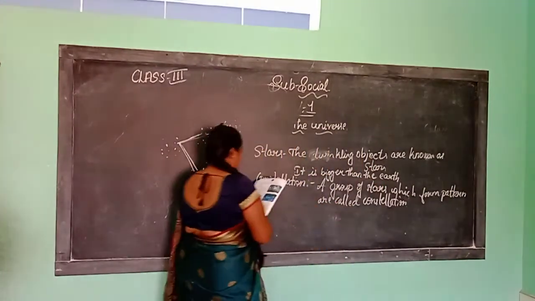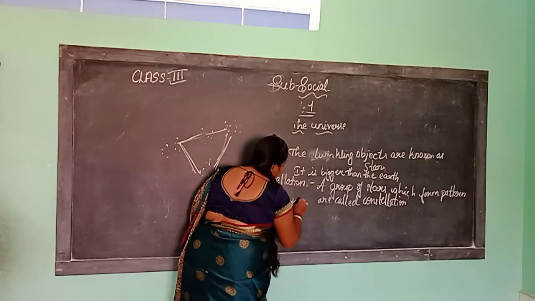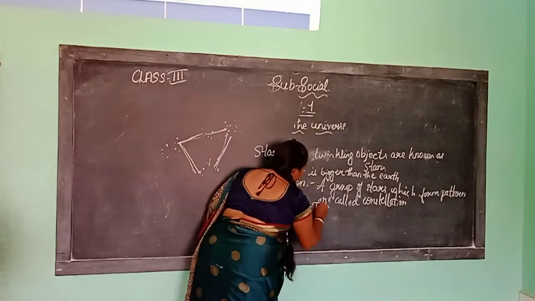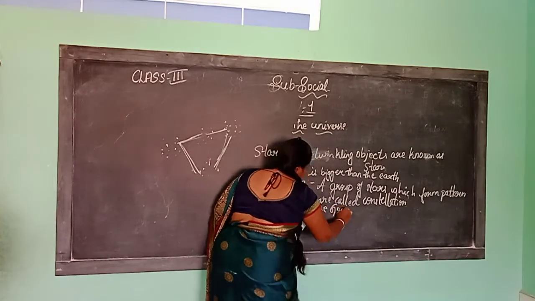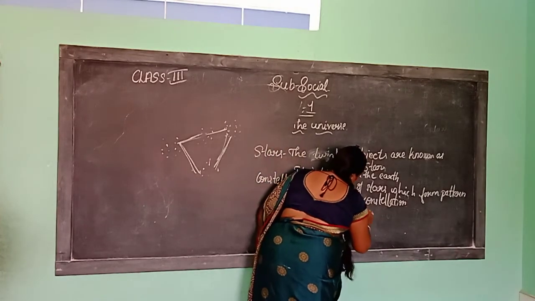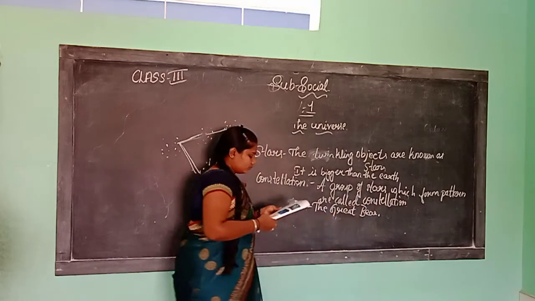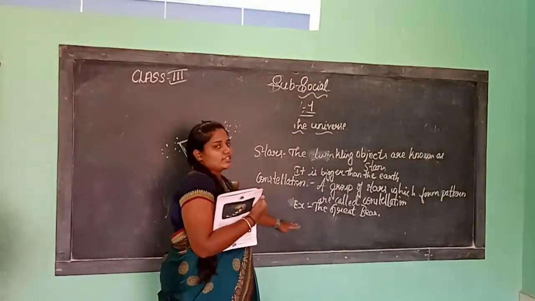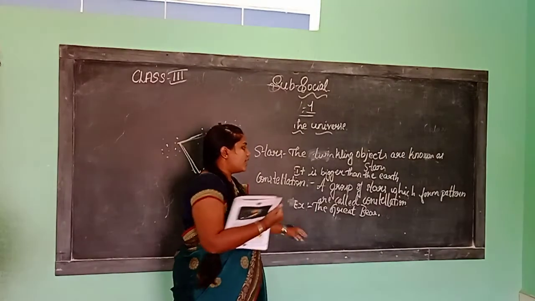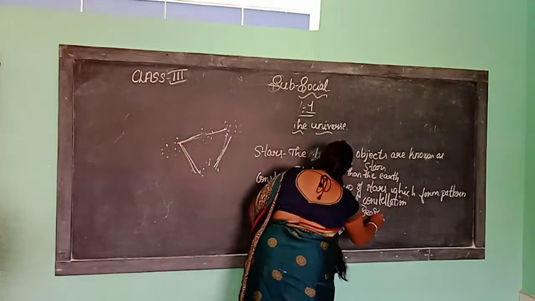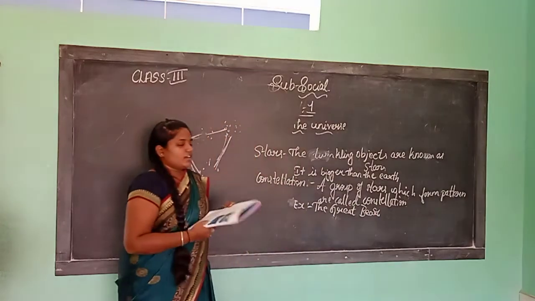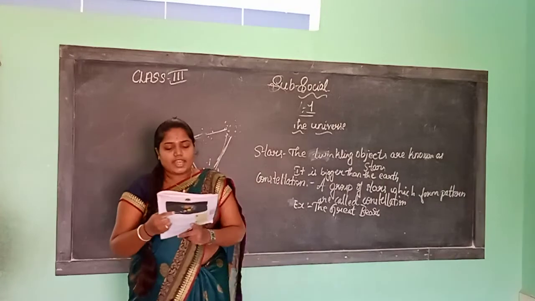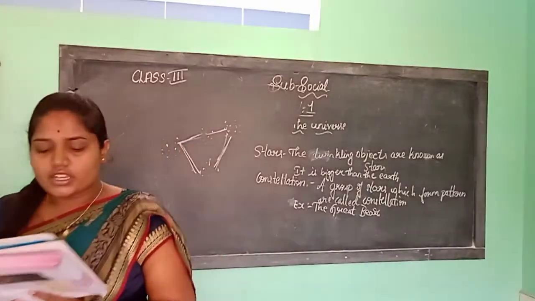Examples of constellation are the Great Bear constellation, which is known as Saptarshi. Great Bear is also called Saptarshi. In India, what do we call this Great Bear? Saptarshi. Next, the sun and the solar system.